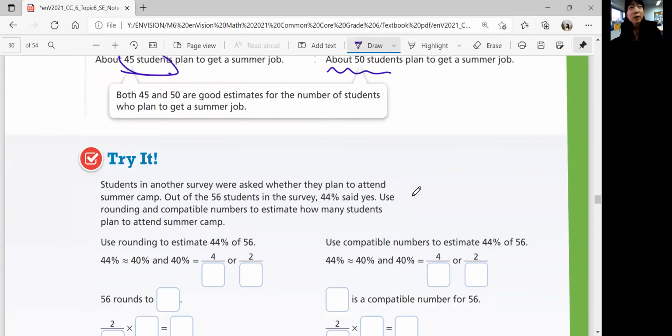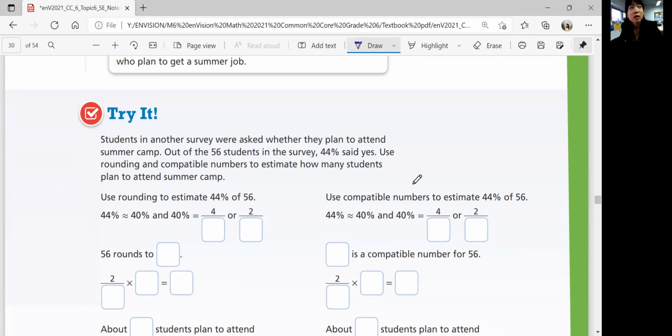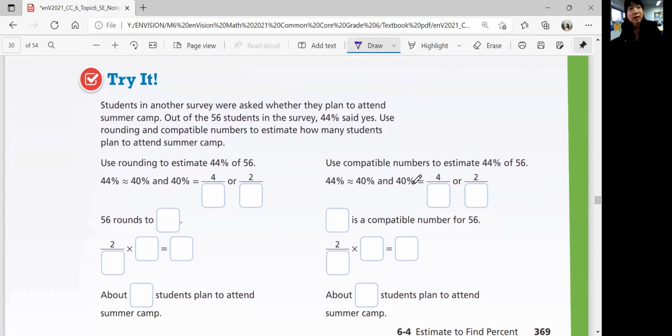Let's look at Try question number 2. Students in another survey were asked whether they plan to attend summer camp. Out of the 56 students in the survey, 44% said yes. Use rounding and compatible numbers to estimate how many students plan to attend summer camp. So first, you're going to round to estimate 44% of 56.